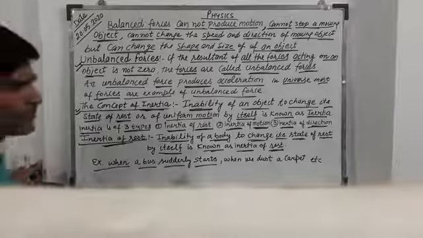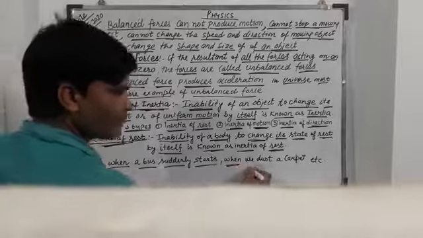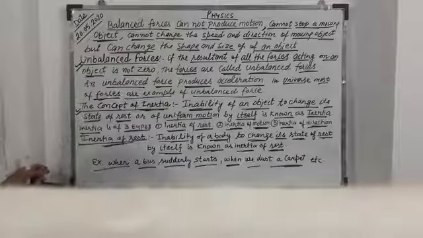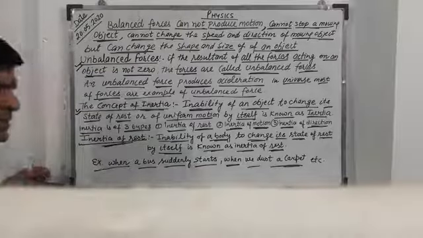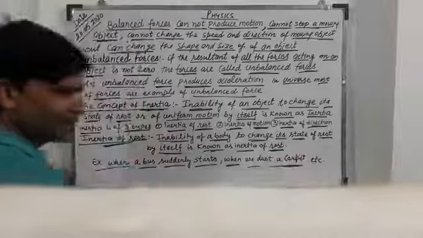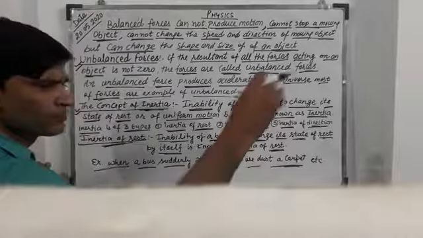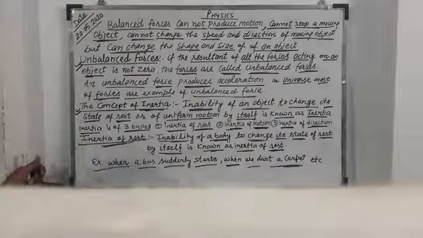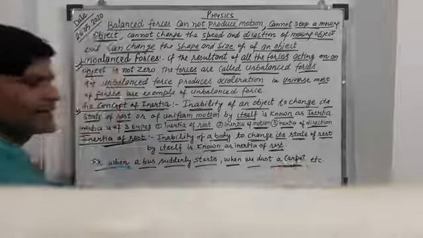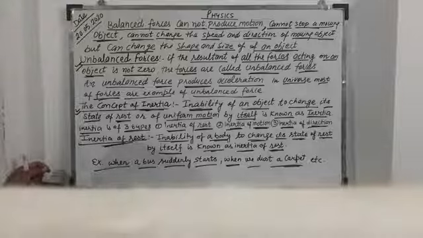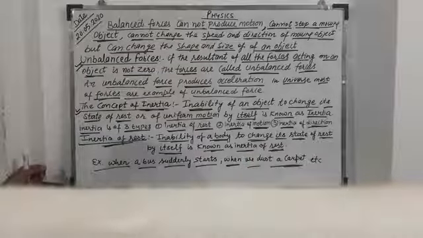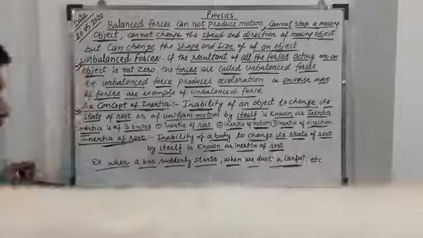backward. One other example is when we dust a carpet. When we dust a carpet, the dust comes out. How? When we dust a carpet, the carpet moves forward, but the dust particles remain at rest. So they come out. There are many such examples.